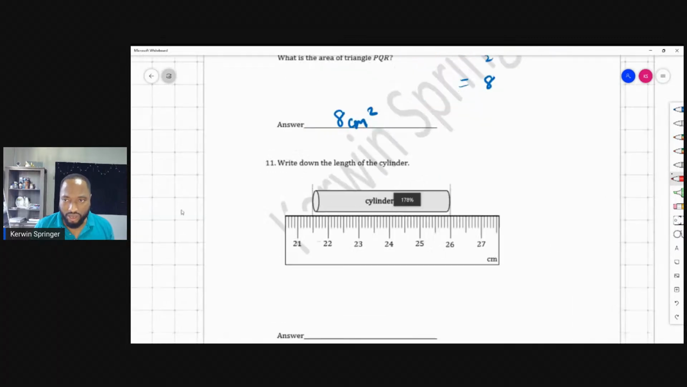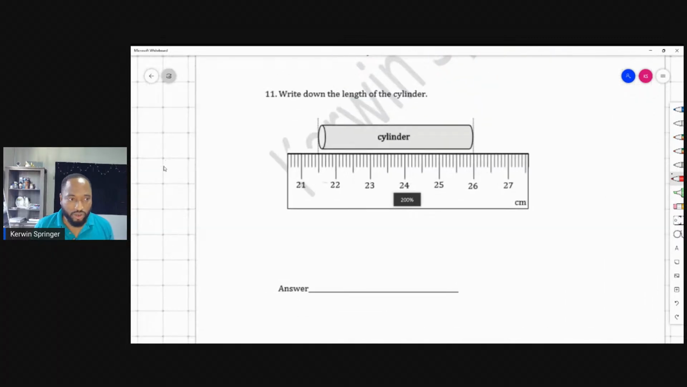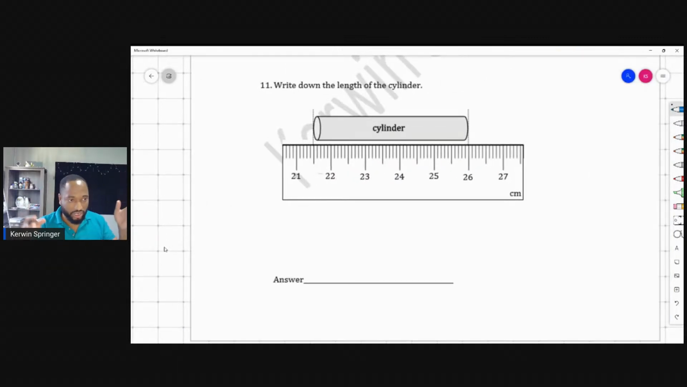Write the length of the cylinder. Let's go, let's go, let's go. Length of the cylinder. So you have the chance, in the measurement strand, of getting a question like this. And I find students get it correct, but there's sometimes one or two students that kind of mess it up, you know? So there's one really simple way that I could advise you to approach this question.